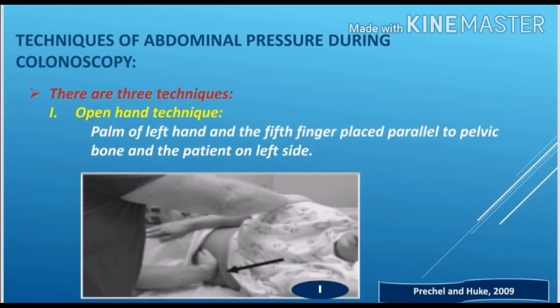Techniques of abdominal pressure during colonoscopy. There are 3 techniques. Open hand technique: the palm of the left hand and the fifth finger are placed parallel to the pelvic bone, with the patient on the left side, as seen in the first image.